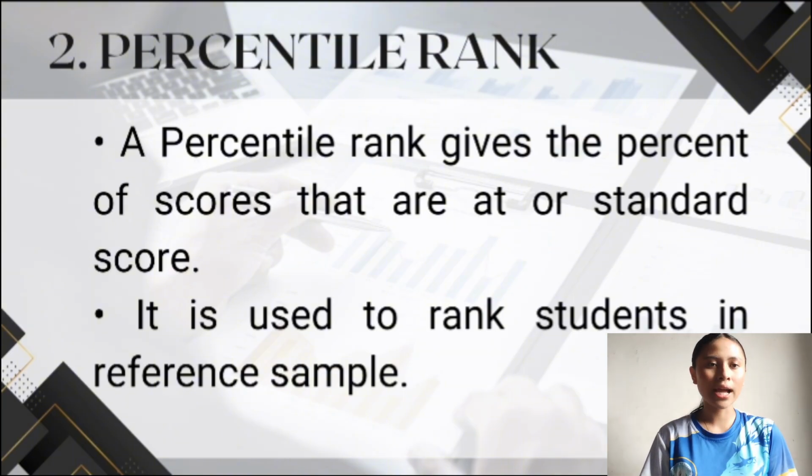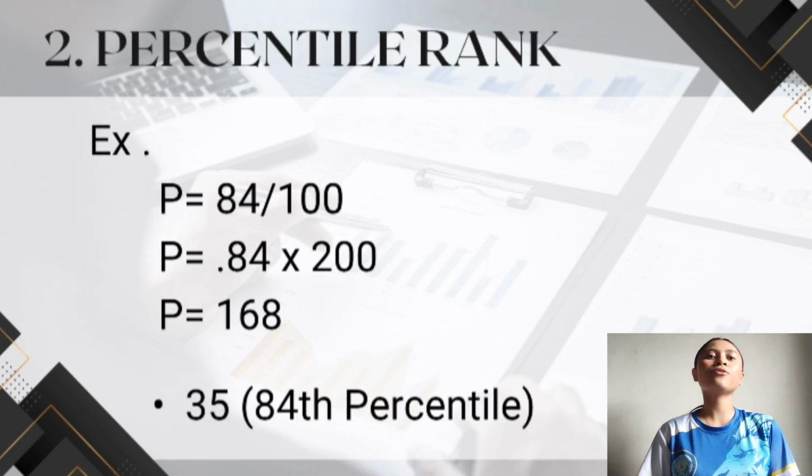For example, if the student got 35 and 35 is equivalent to the 84th percentile, let's say there are 200 students who also took the test. How can we get the rank? Here is the solution. 84 divided by 100 is equal to 0.84 times 200, which is the number of students who took the exam. The percentile rank is equal to 168.